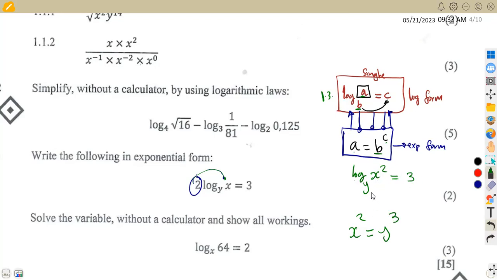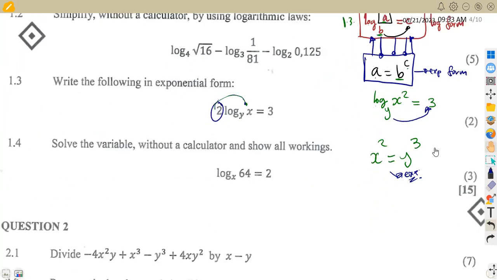So that means x squared is equal to y to the exponent of 3. So that's an equation which is now in exponential form. So this is the one that we are asked to write as. All right, so that's how we can have this typical question.